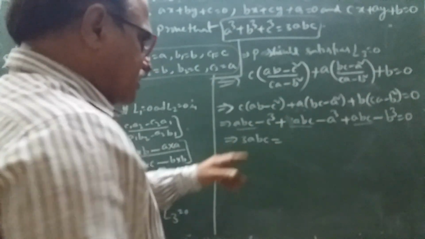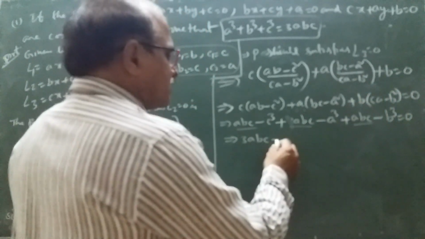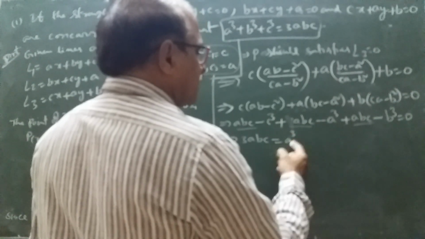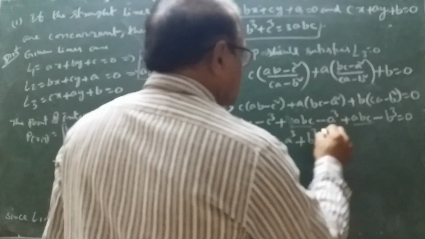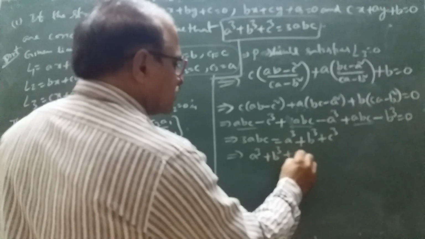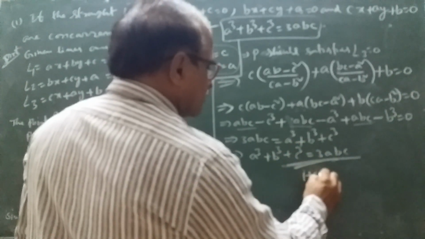By bringing this C cube, A cube, minus B cube to the right side, it will change the signs. That means minus A cube becomes plus A cube. Similarly, plus B cube plus C cube. That implies A cube plus B cube plus C cube is equal to 3ABC, which we have to prove.